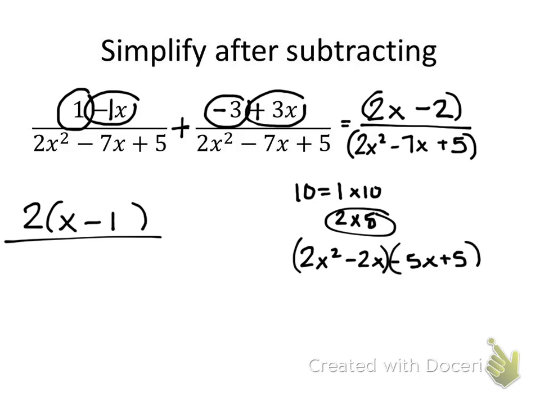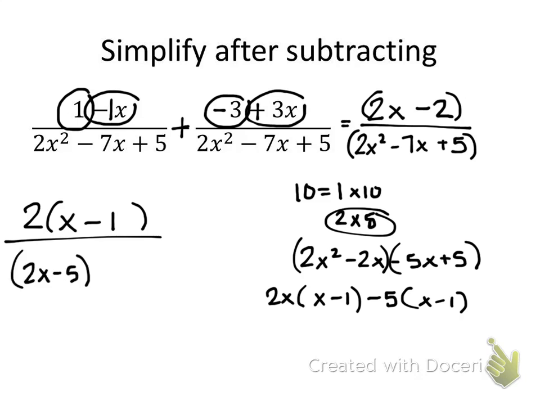Factor by grouping. What do I take out of the first parentheses? 2x, and I'm left with x minus 1. What do I take out of the second parentheses? What kind of 5? Negative 5. Perfect. And I'm left with x minus 1. So my new denominator is 2x minus 5 and x minus 1. All right. What can I cancel out now? The x minus 1s. They're identical. So my final answer is 2 over 2x minus 5.